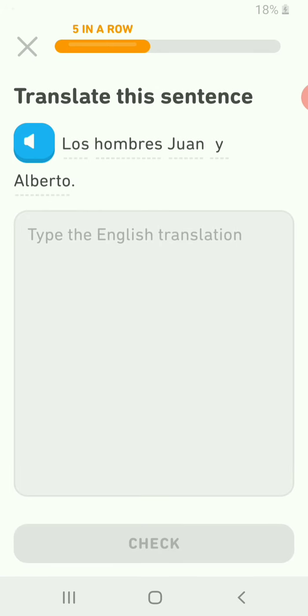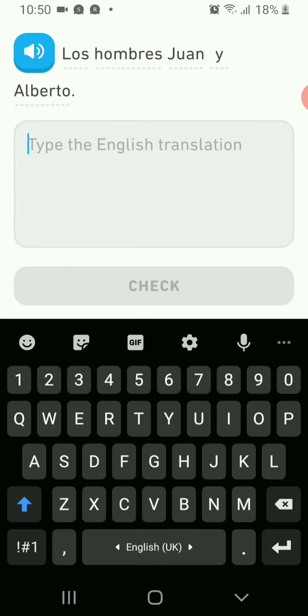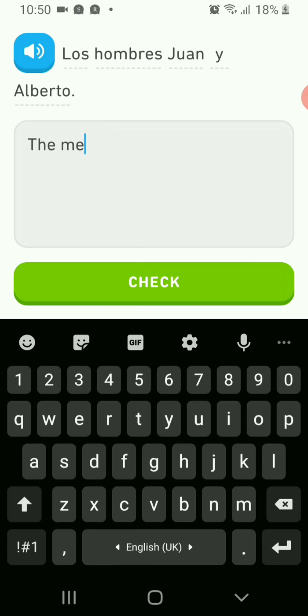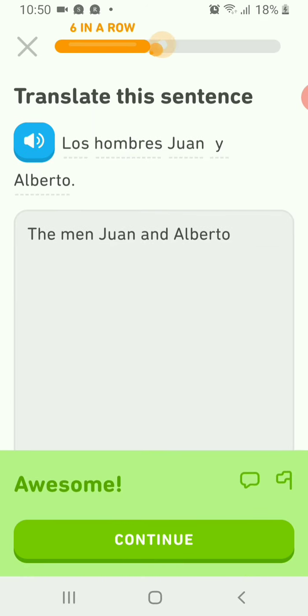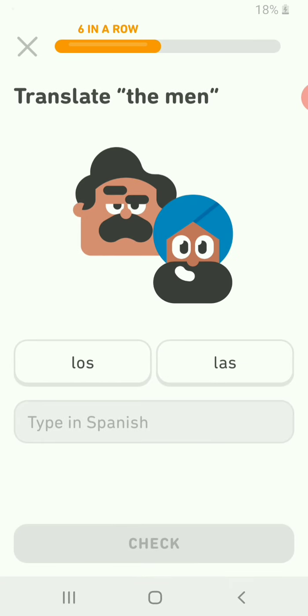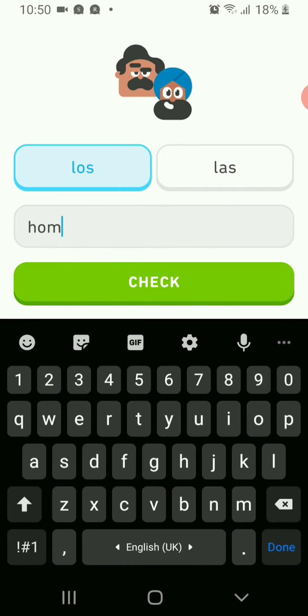Very good. Los hombres Juan y Alberto. So here we have the men, Juan and Alberto. Here you go. And translate the men, los hombres.